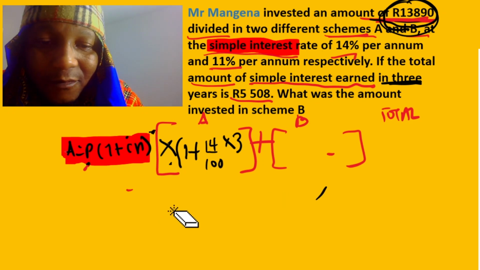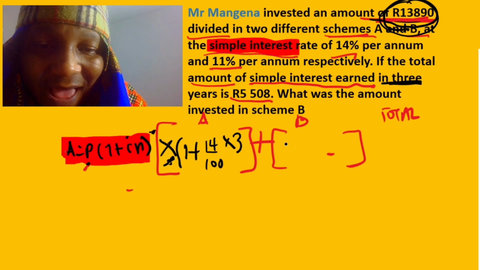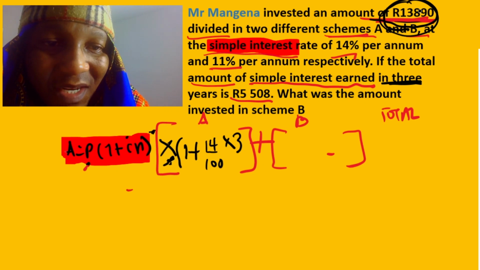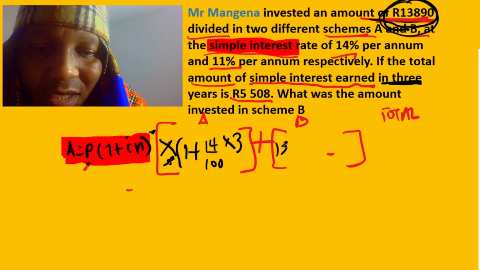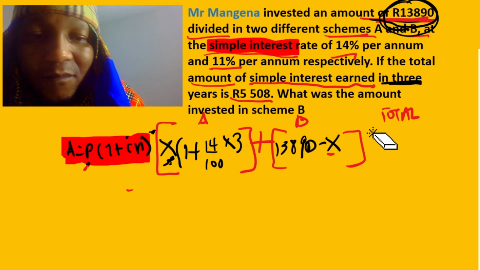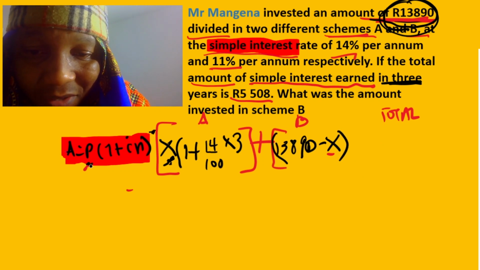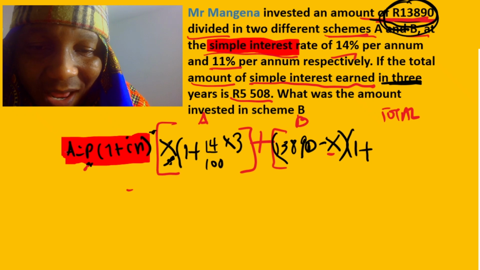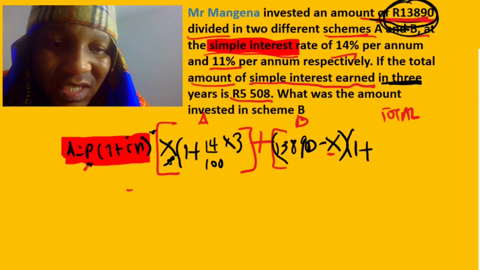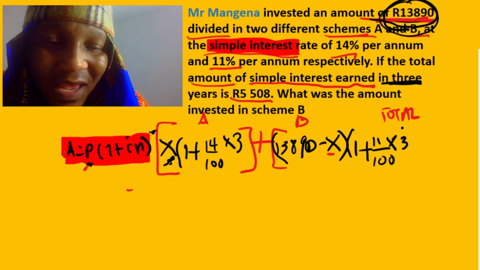So for that case, if this lady got X, that means the second one is going to have 13890 minus X. That's going to be our P in the formula. And then 1 plus, what is the interest rate? Our interest rate equals 11 for the second, so it's 11 over 100 times N. How many years? 3 years also.